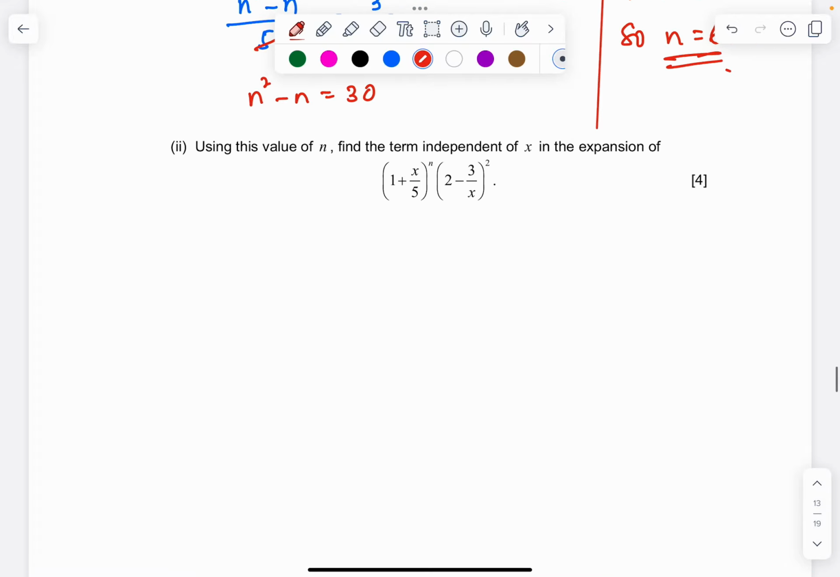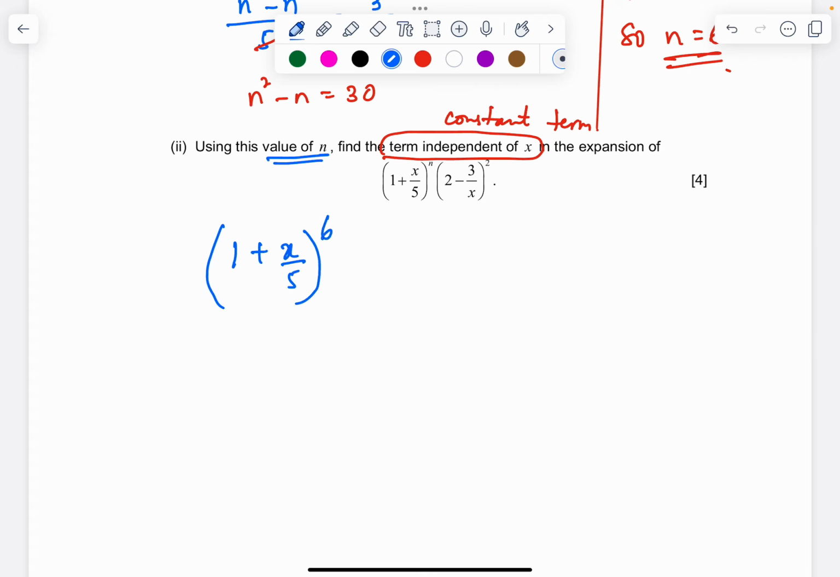Using the value of n, find the term independent of x. What does this mean? This means the constant term. Okay, so we have to use the value of n. We got n is 6. So 1 plus x over 5 to the power of 6 times, I will expand this. Okay, so this is whole square. So a square minus 2ab. What is 2ab? 2ab is 12 over x plus b square, 9 over x square.